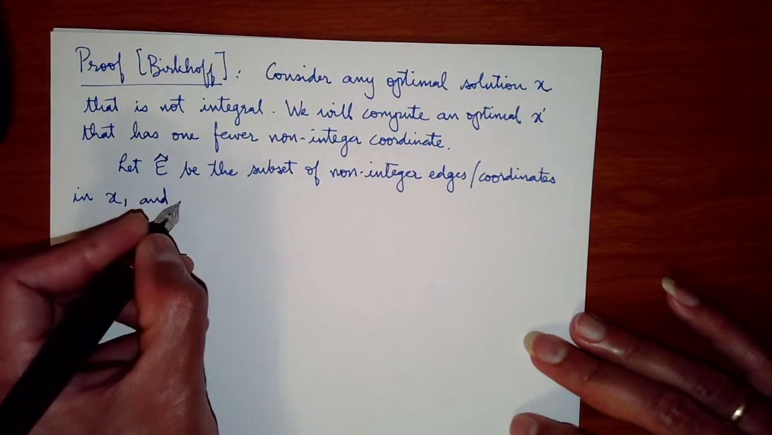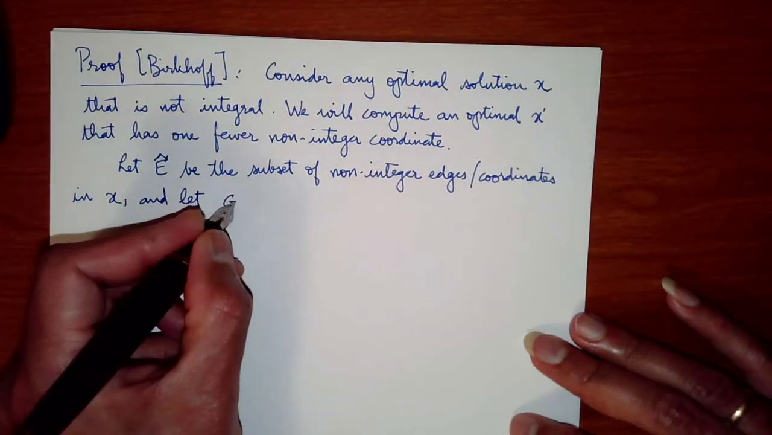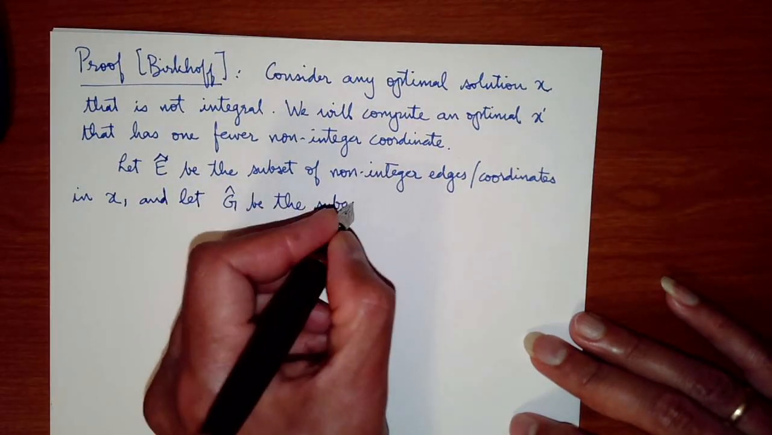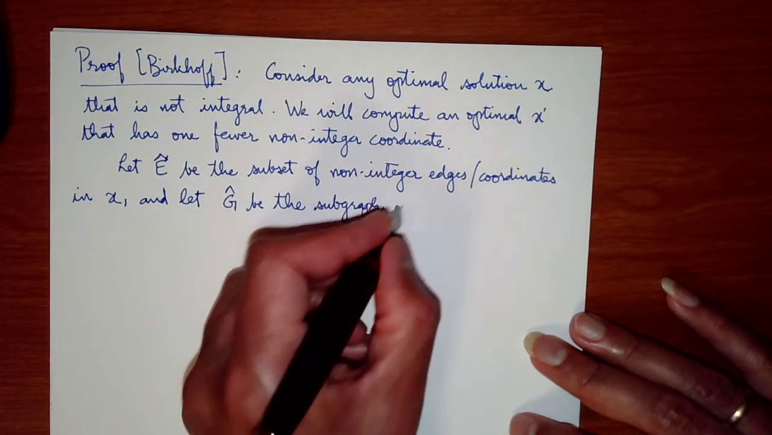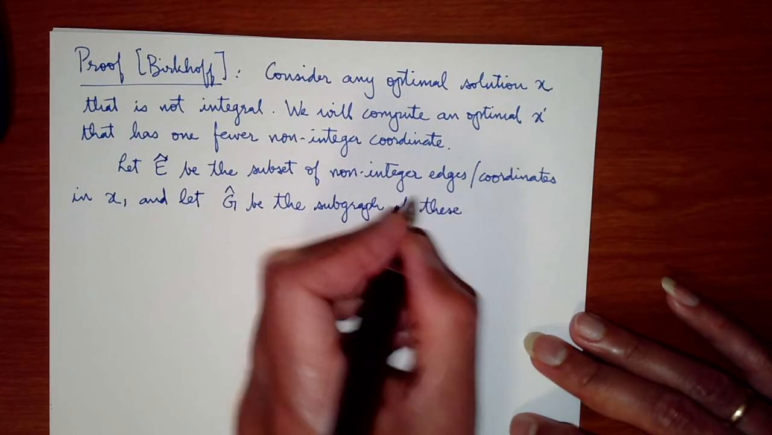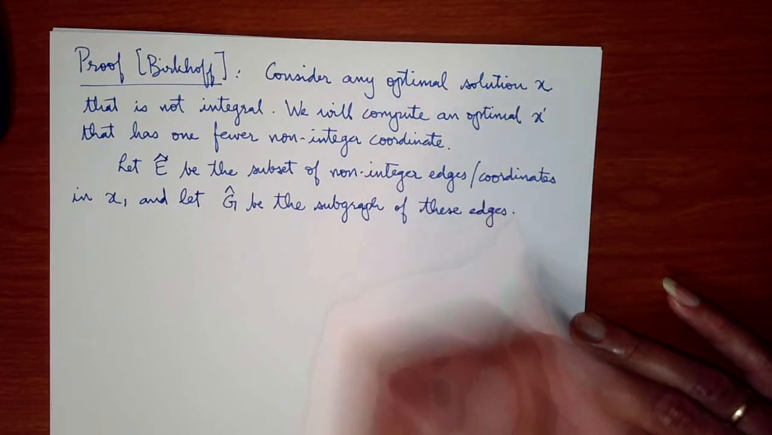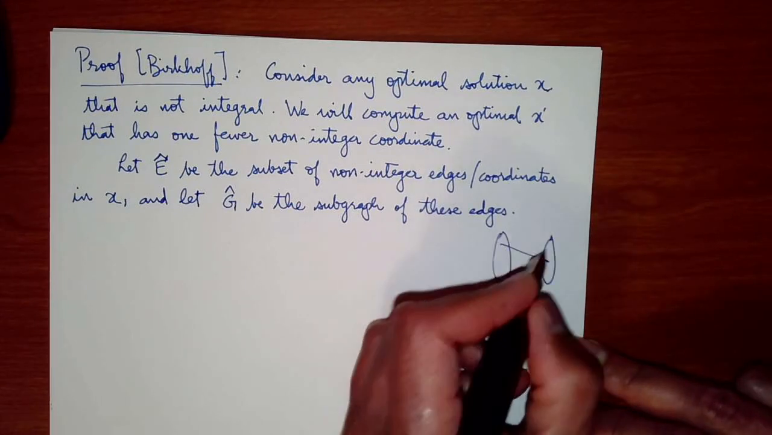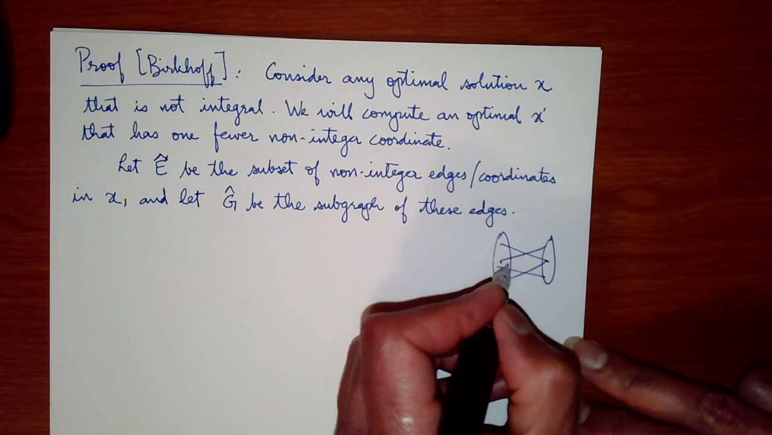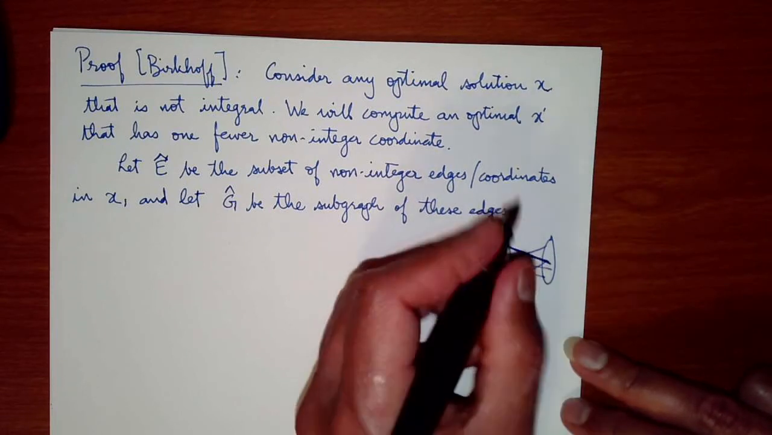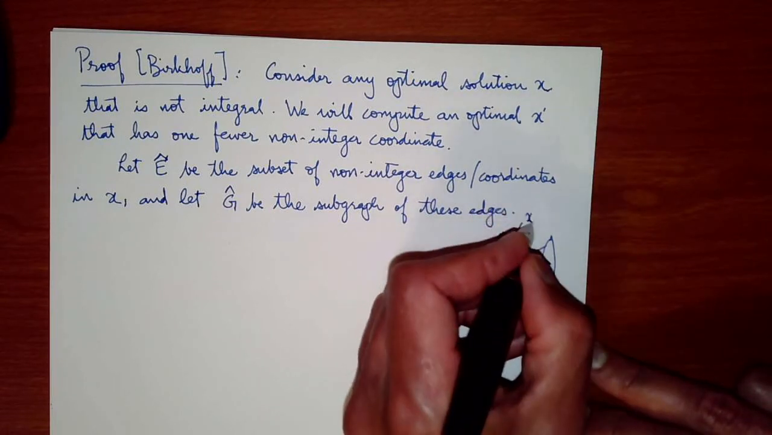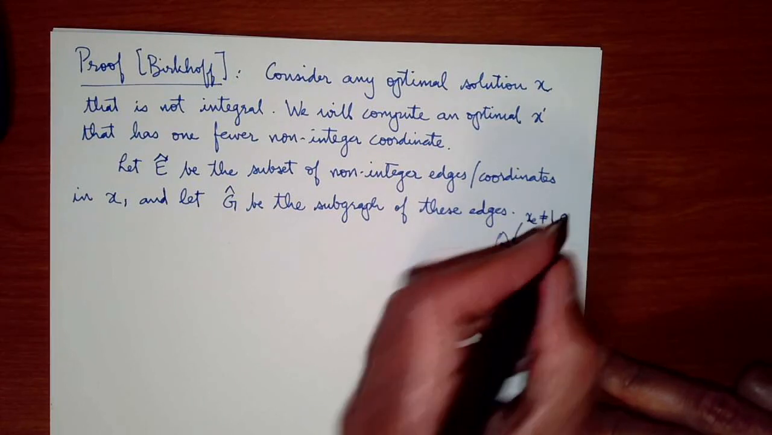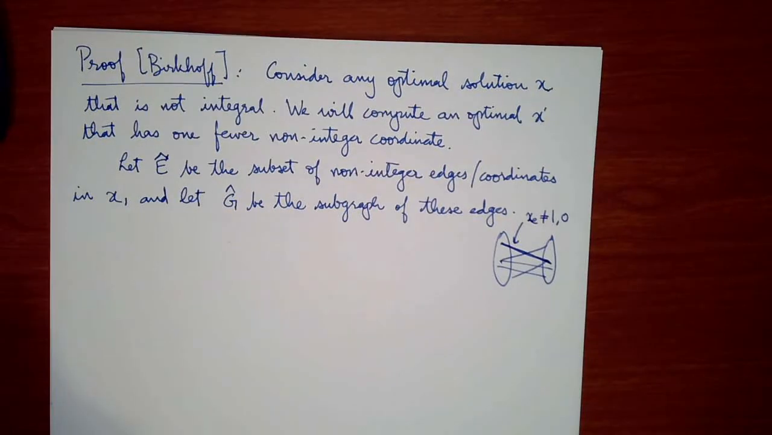And let G hat be the subgraph of these edges. Right? So this is basically, you're going to get some set of edges such that each of these values, the xe, is neither 1 nor 0, right? So it's something that is not integral.